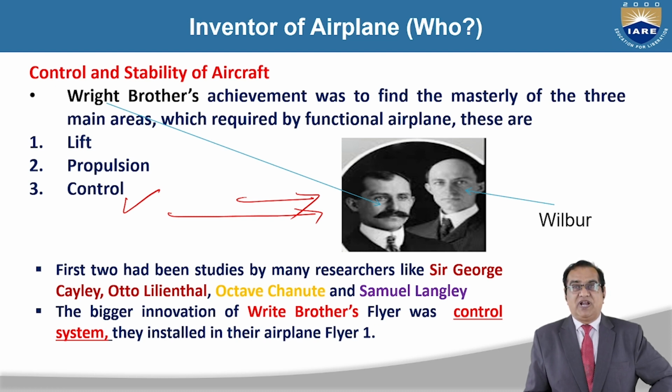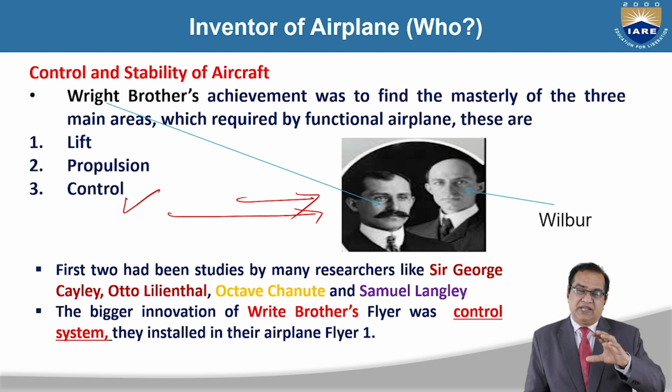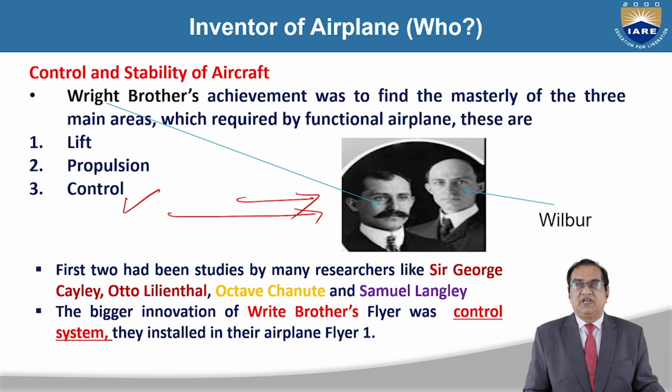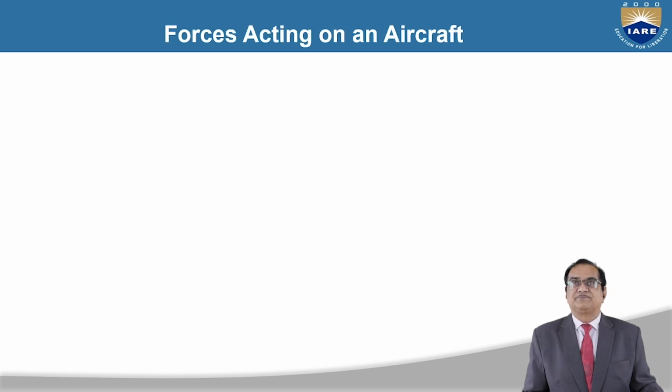In the Flyer 1, they installed control systems like we have today, but they did not use the horizontal tail which we nowadays use behind. They used the canard, where the horizontal surface is in the forward of the wing.